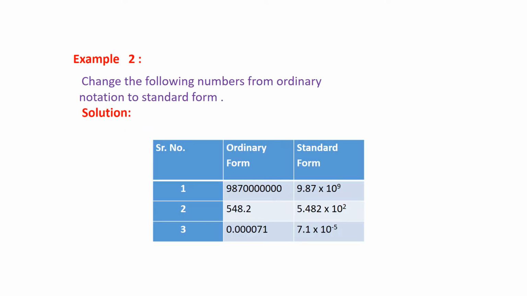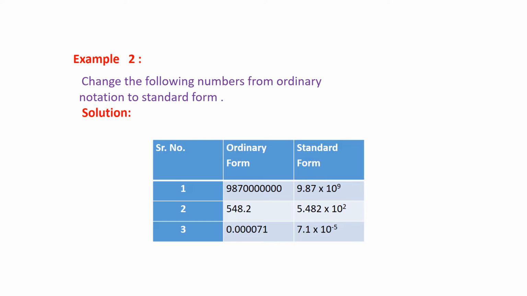Example 2: change the following numbers from ordinary notation to standard form. We are given ordinary form numbers. We know when the decimal moves towards the left side, we give 10 powers positive. So this is a rule to be followed. We write this number as 9.87 into 10 raised power 9. Similarly, 548.2 can be written by moving this decimal from here to here, getting the answer 5.482 into 10 raised power 2.